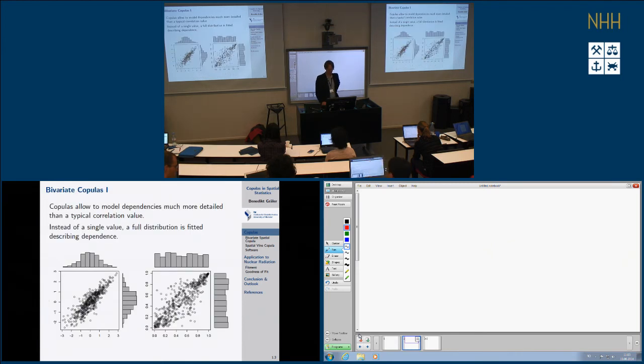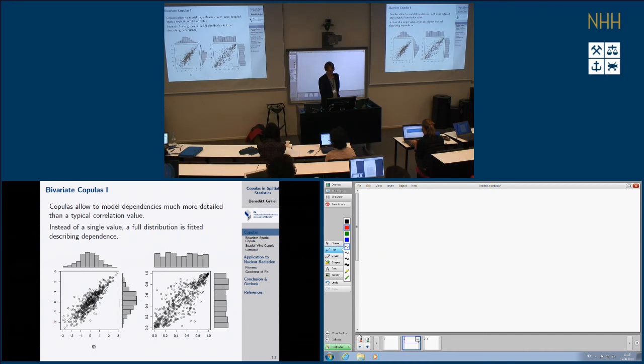So how does this work? Let's start with a simple case where we have only two dimensions, so we look into bivariate copulas. On the left-hand side, this scatter plot is a typical scatter plot you might come across during your studies. And what you see in the histograms is the distribution of the marginals.